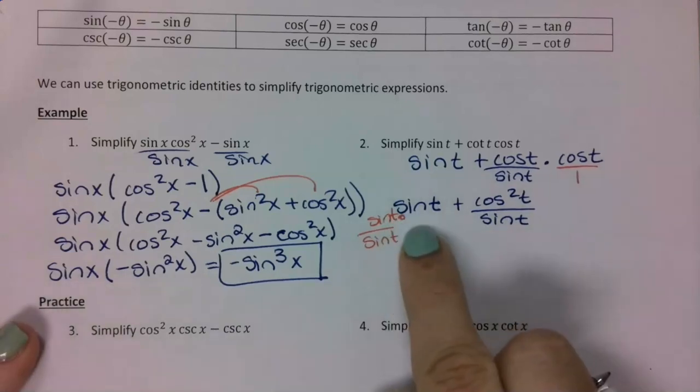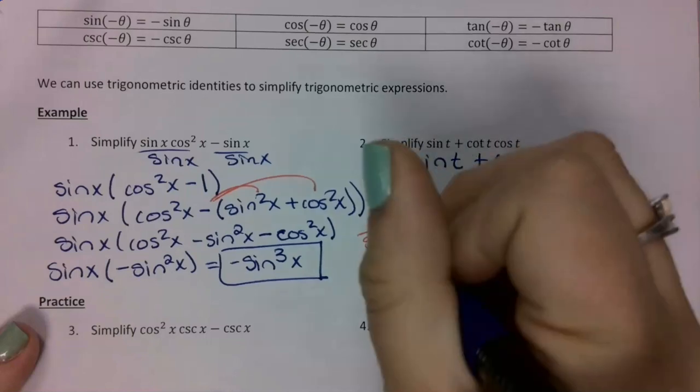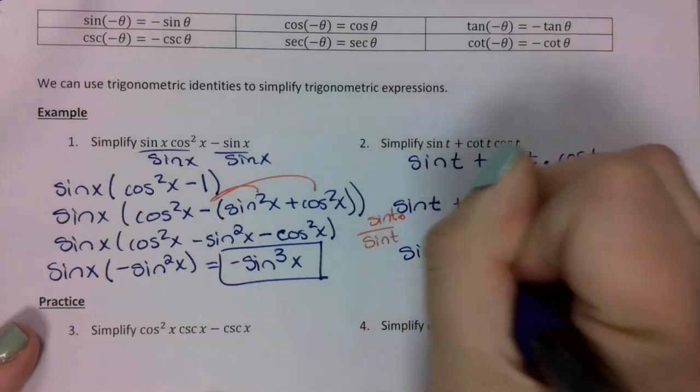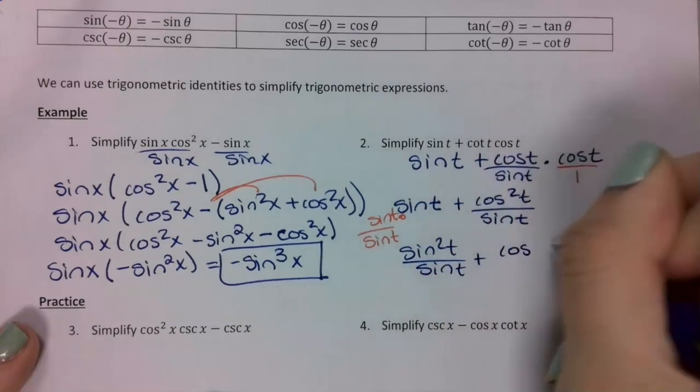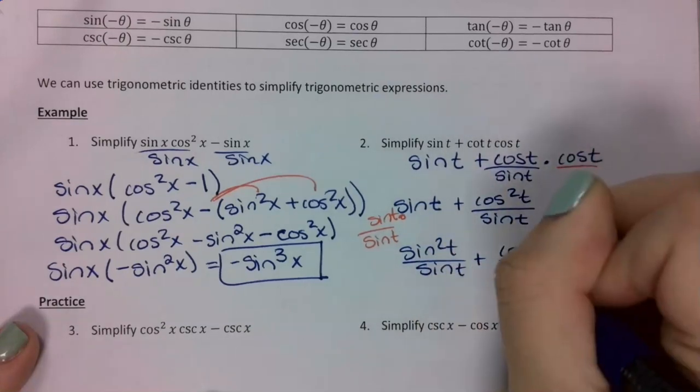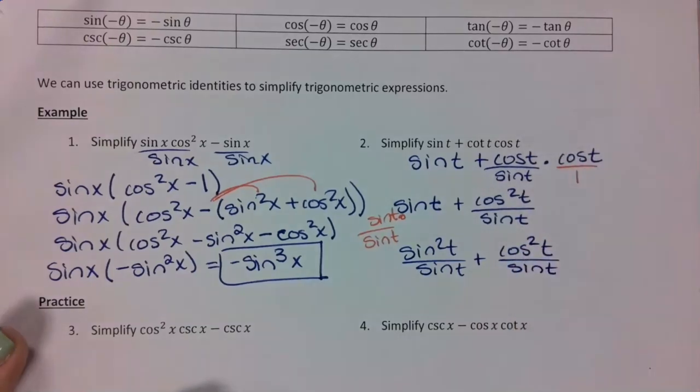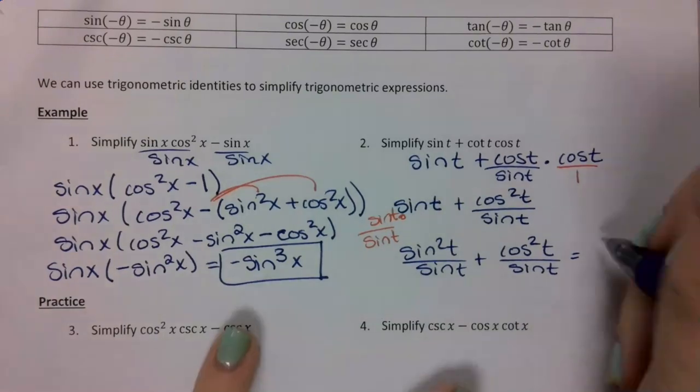So when I multiply those together, what will I get on the numerator? Okay. So now that they have the same denominator, what can I do? Add them.